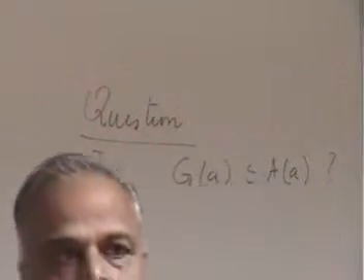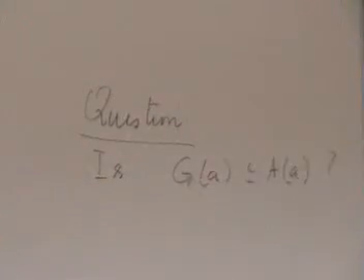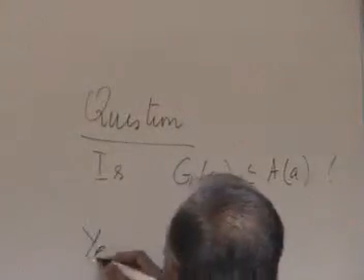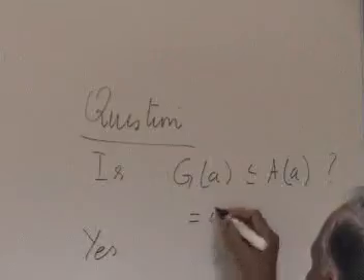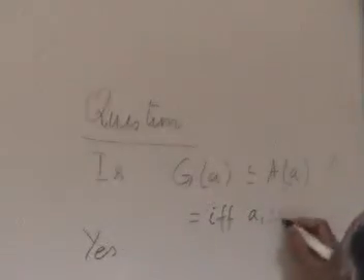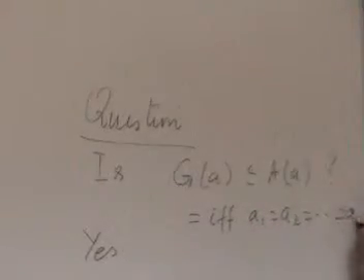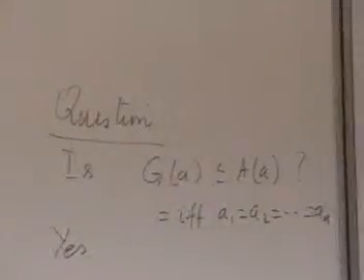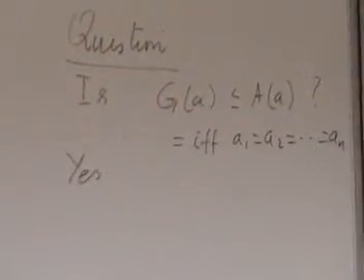So similar geometric arithmetic mean inequality, does it hold for n numbers? And the answer is yes. And in fact equal if and only if all numbers are equal. In the previous case all numbers had to be equal in order to get equality. Now all numbers have to be equal.